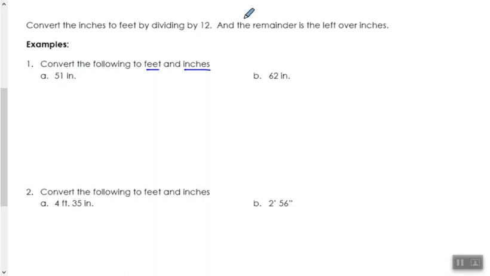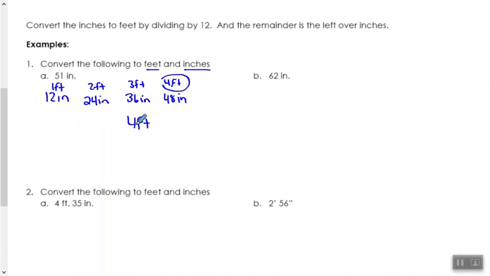There are several ways to calculate that. The first way is just start adding them up. If I have 12 inches, I know that is 1 foot. 2 feet would be 24 inches. 3 feet would be 36 inches. 4 feet would be 48 inches. And I'm not going to be able to add another 12 inches because then I'm going to go over. So I know that I have 4 full feet.